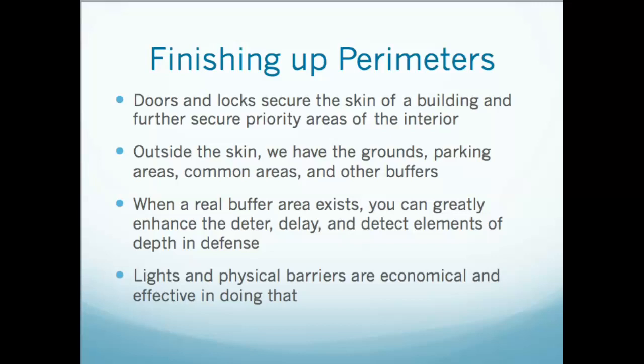I know the book uses the word deny, and they use it again in this chapter you're going to read. But I thought it was kind of funny in the book where they use the word deny, and then later on they basically tell you that you really can't deny that any barrier can be breached, and that is true. But lights and physical barriers are really economical, and they can be effective in deterring, delaying, and giving you time to detect somebody using that depth and defense we talked about in the last unit.